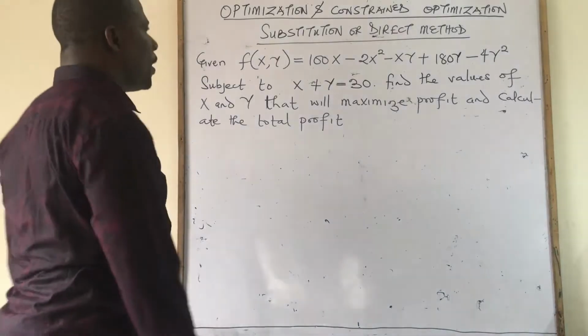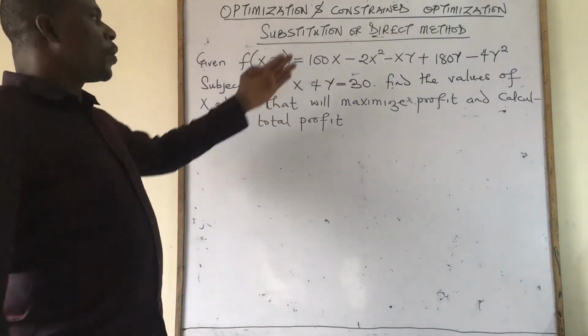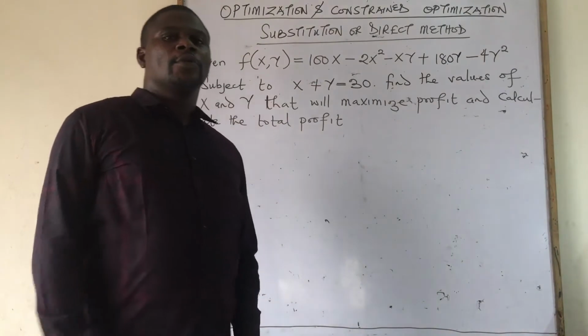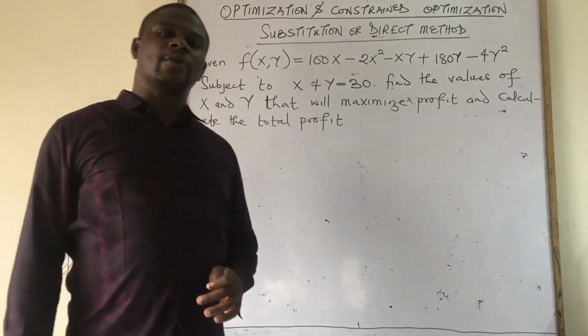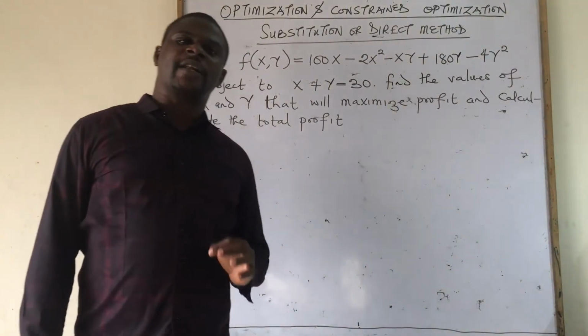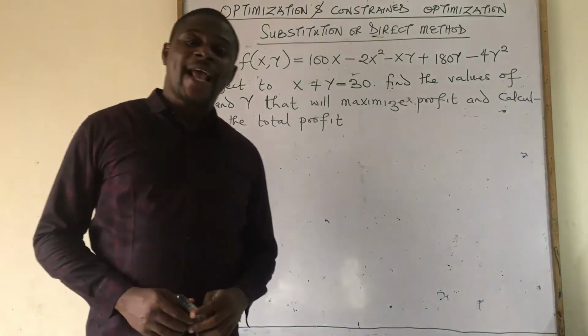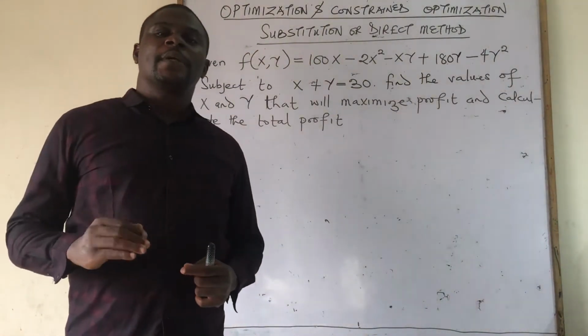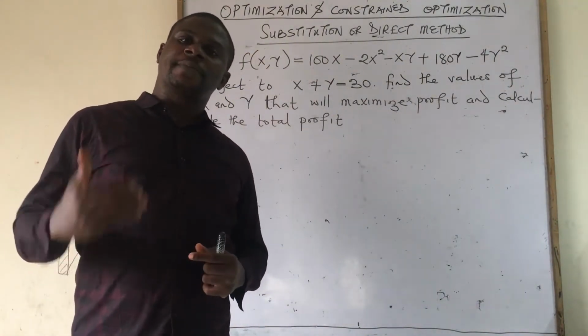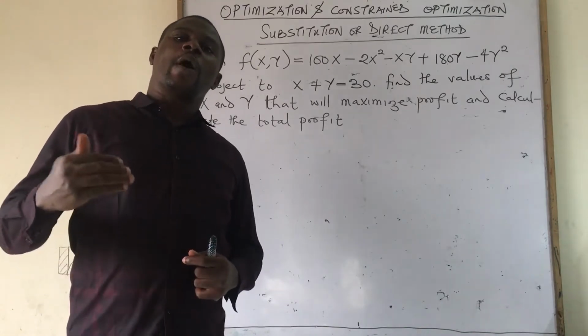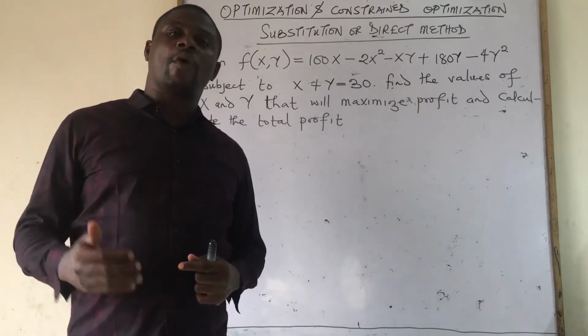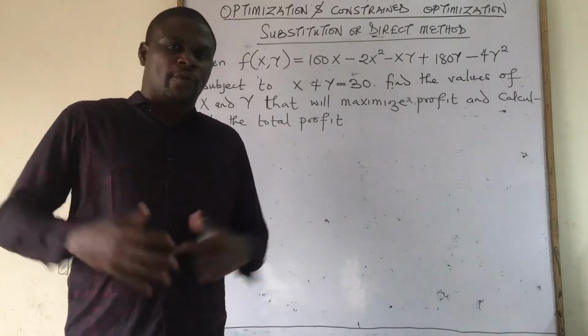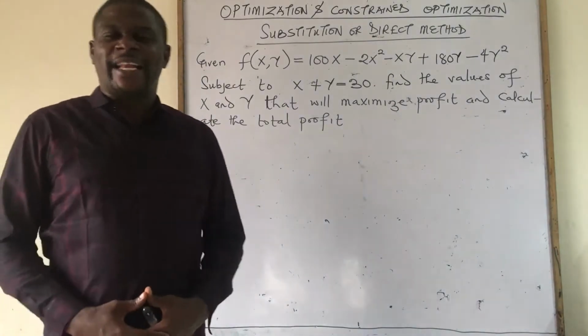Okay, now we are looking at constraint optimization. This constraint optimization is talking about a situation where the organization wants to minimize cost or maximize profit, but they have constraints. That is, they have challenges.